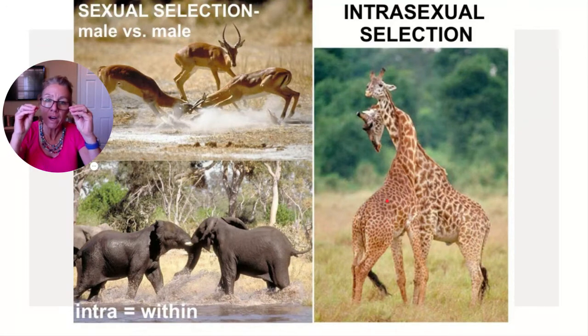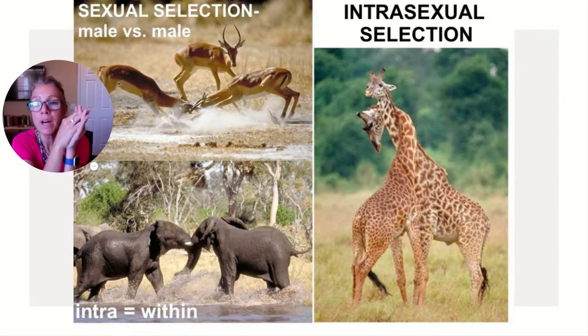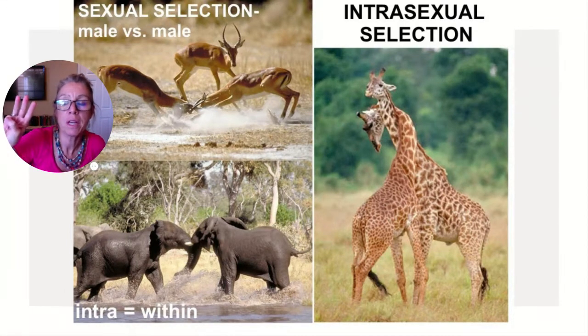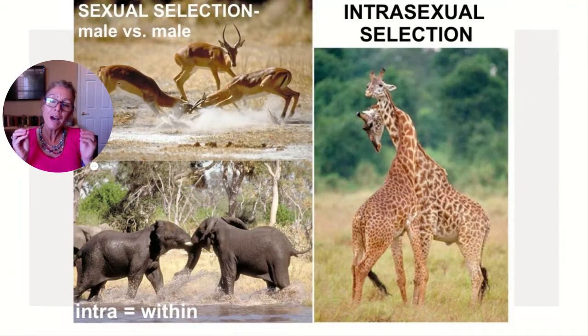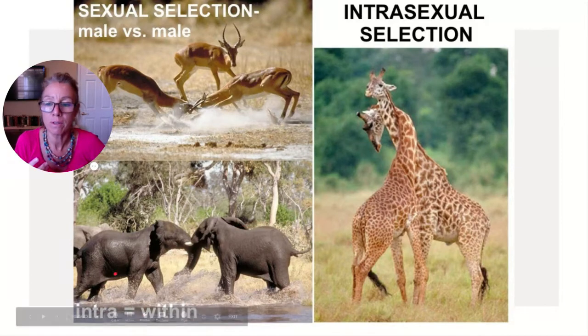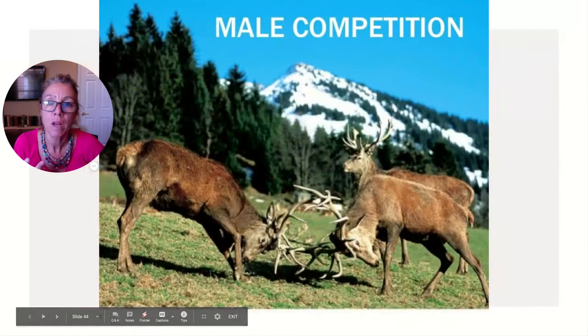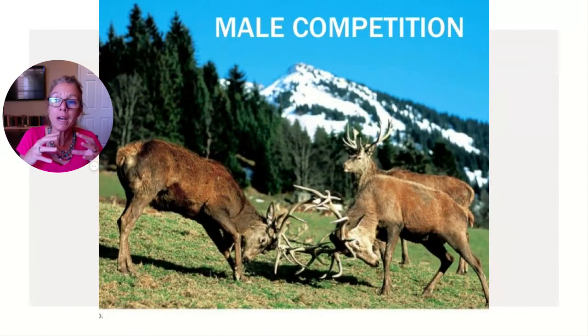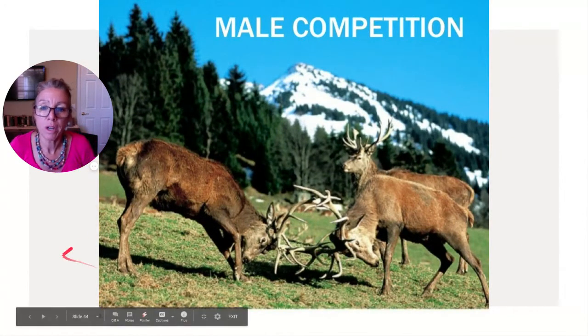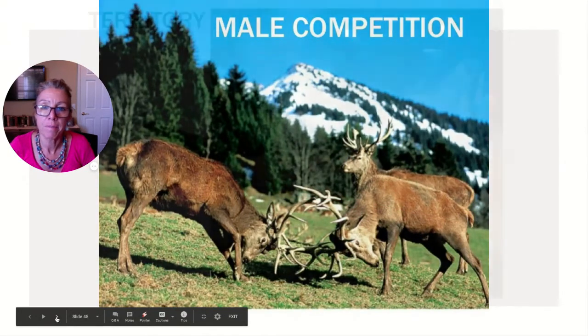Let's say elephant one and elephant two, ranking wise, fight each other so badly that they become so bloody that elephant number 3 gets all the ladies. So you've got to fight, but not so much that you're not going to be able to reproduce and follow through with that. So males fighting with males, intra, within. This is male competition, that's what I'm talking about here. So these two are fighting. They don't want to fight so much that number 3 is the one who does all the mating.